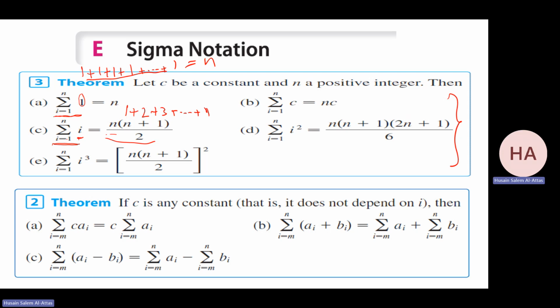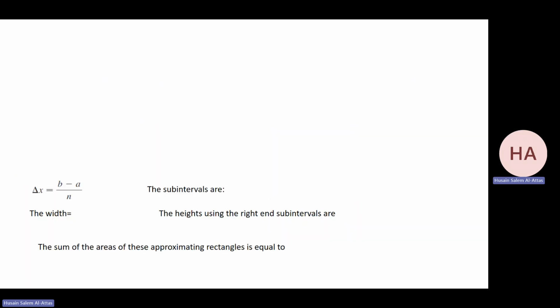These are some of the properties. A constant times a relation in terms of i: you can take the constant out, which is not related to i. The sum can be distributed, and the differences and the sums can be distributed. Okay, because we need it when we find the area.